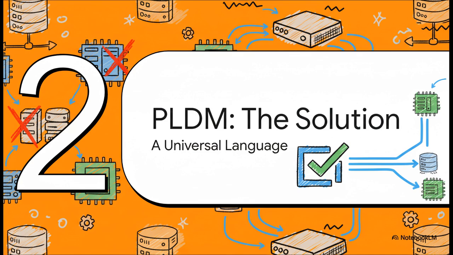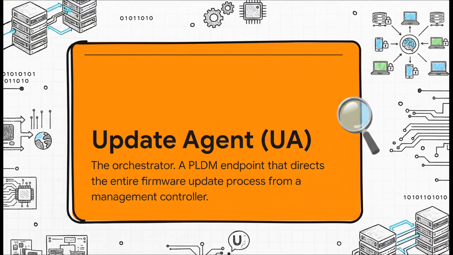Let's meet the key players in this whole ecosystem. First up, we have the Update Agent, or UA. Now think of the UA as the head surgeon in this whole operation. It's the orchestrator. It usually lives inside a management controller, like a BMC, and it's the one that directs the entire update process from beginning to end.